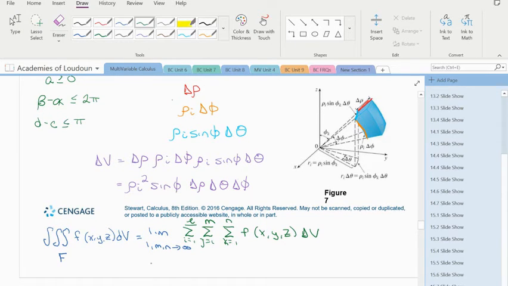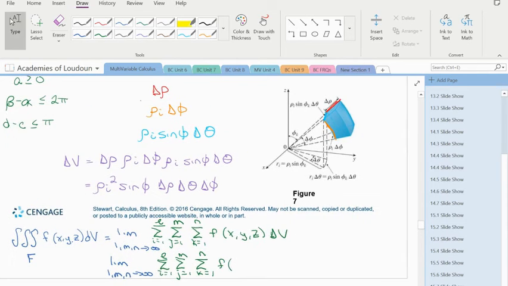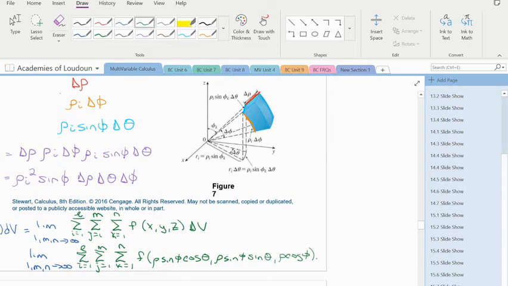which then becomes the limit as L, M, and N all go to infinity of our summation, again, i equals 1 to L, j equals 1 to M, k equals 1 to N, of f of rho sine phi cosine theta, rho sine phi sine theta, rho cosine phi, converting our x, y, and z, then rho squared sine phi delta rho delta theta delta phi.